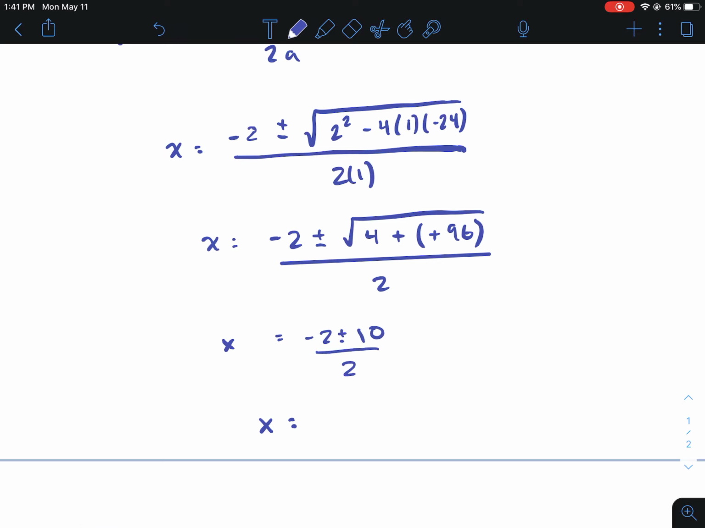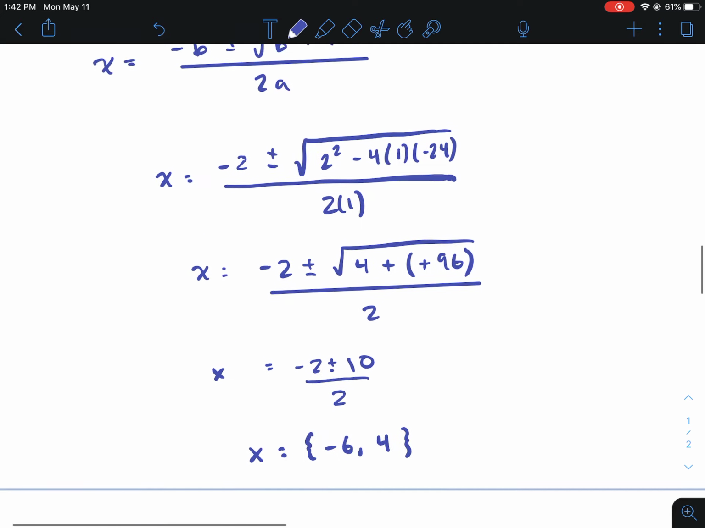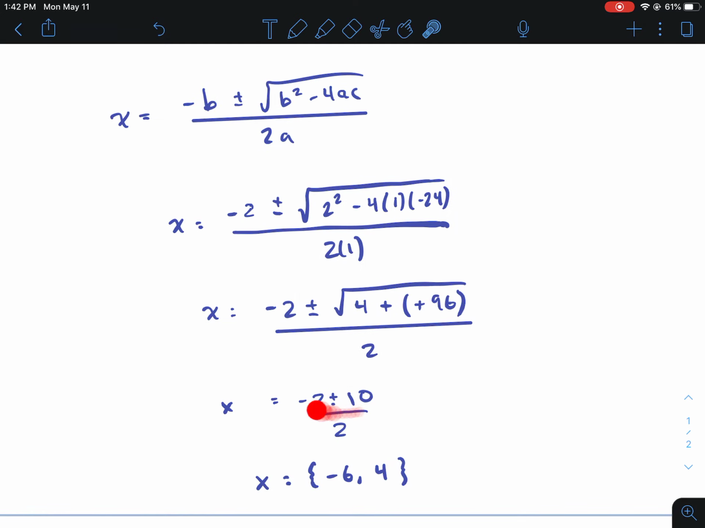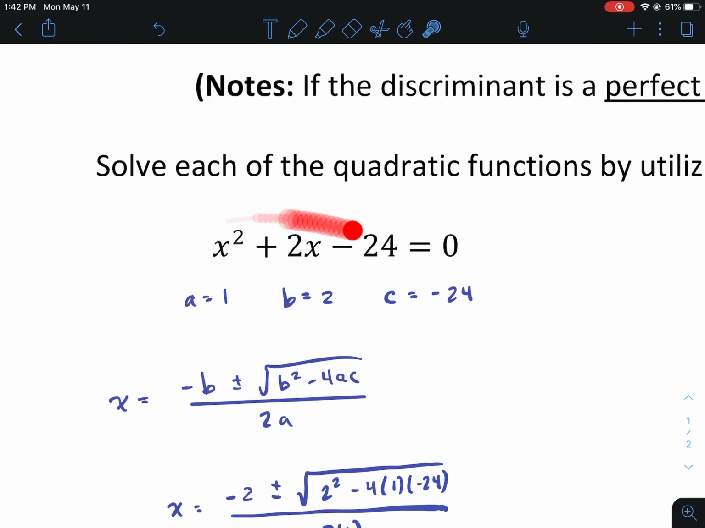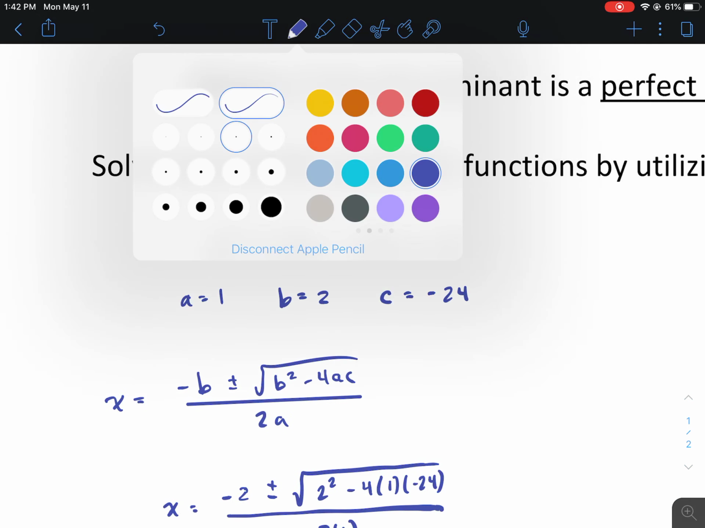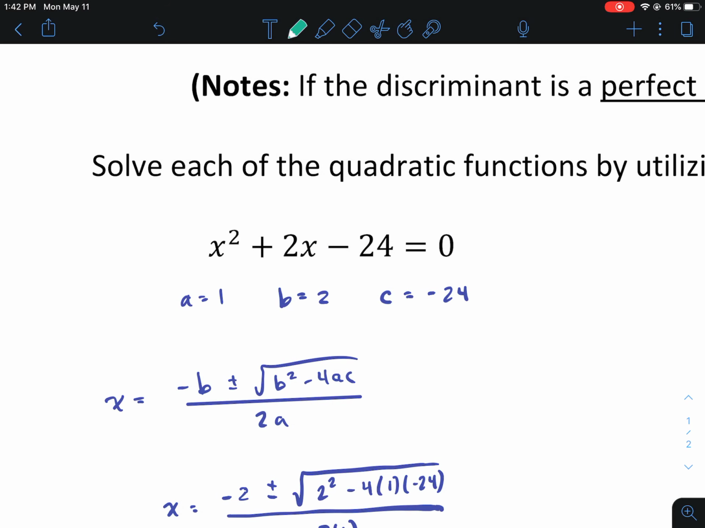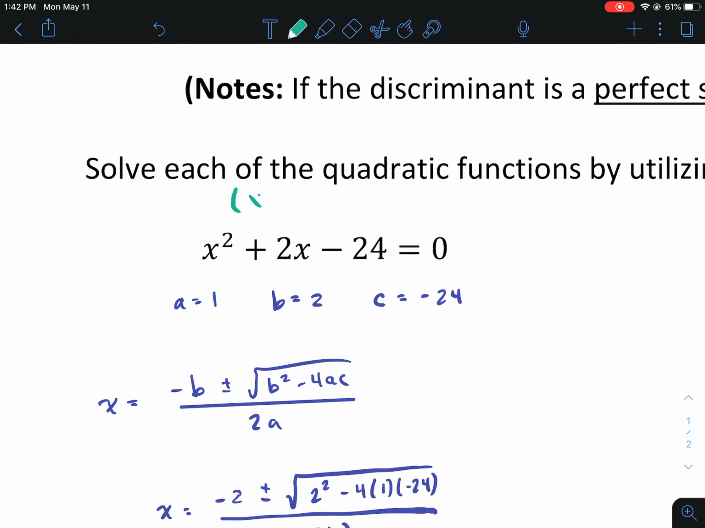That means x is equal to negative 2 plus 10 is 8, 8 over 2 is 4. And negative 2 minus 10 is negative 12, divided by 2 is negative 6. So we know that x is equal to negative 6 and 4. Cool beans? And like I said, because this is a perfect square, this is actually factorable. We know that this can be factored into, well, product of negative 24, sum of 2, that's going to be x minus 4, x plus 6 equals 0.